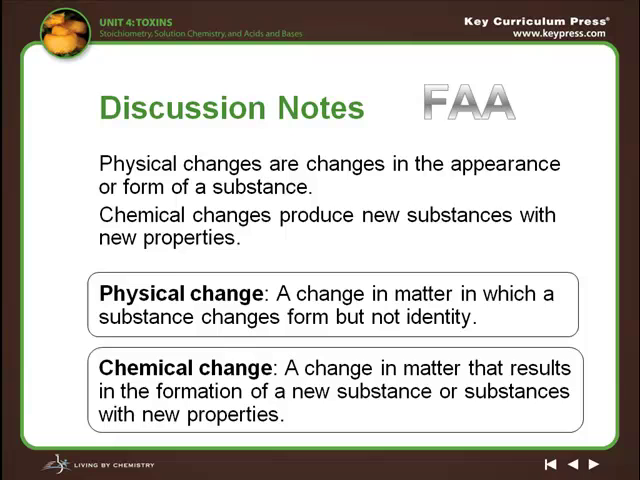So an explosion is an example of a chemical change. When I think of FAA, the F stands for formula. The A stands for atoms or arrangement of atoms. So if the atoms are switched, you have a chemical change. If the arrangement of atoms is switched, you get a chemical change. If the formula is different, you get a what? Chemical change. If the FAA doesn't change, then it's called a physical change. That's it. Okay.